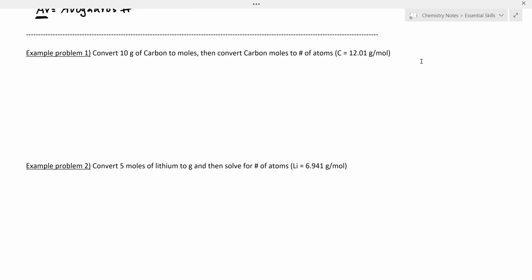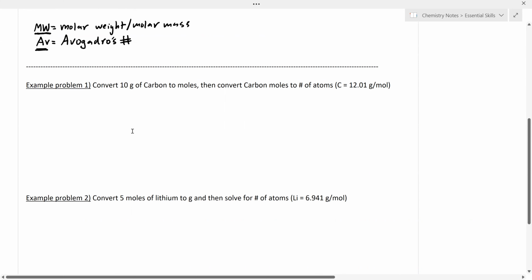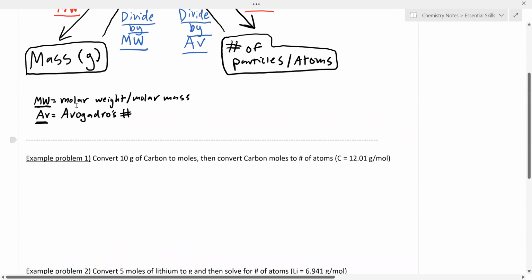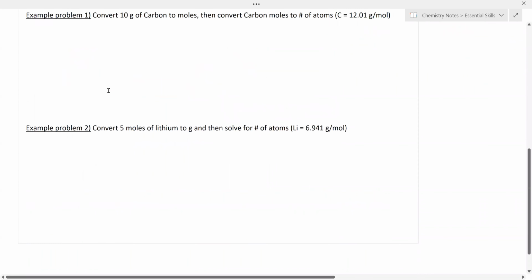Okay, now we're going to explore that. So we have: convert 10 grams of carbon to moles. So we go back to the molehill. We have grams, which is mass, and we want to go to moles. So we're going from mass to moles, so we divide by the molar weight. And I'll show you something here, but just remember we're dividing by the molar weight.